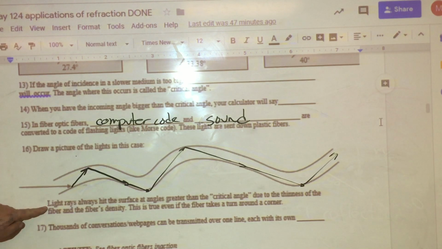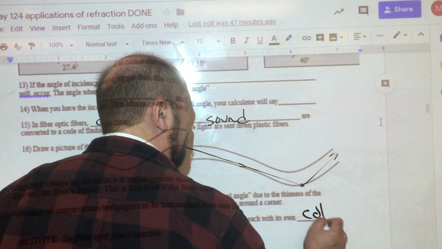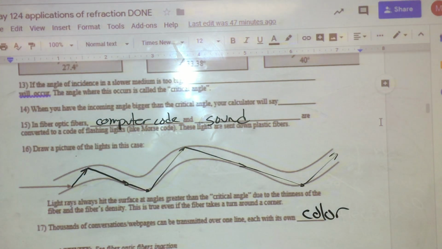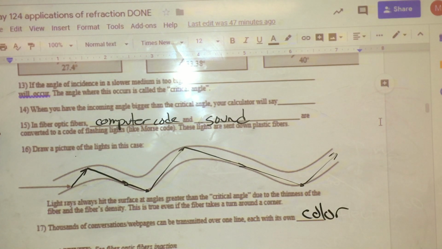It's light. Light rays always hit the surface at angles greater than the critical angle due to the thinness of the fiber and the fiber's density. It's true even if fiber takes a turn around the corner. Thousands of conversations and web pages can be transmitted over each line, each with its own color. So when I have a conversation on the phone, then it might be sending that pulsing of Morse code with yellow light, and then somebody else can be talking on the exact same fiber optic cable with blue light, and another conversation with yellow light, and another one with yellowish blue light, etc., etc.